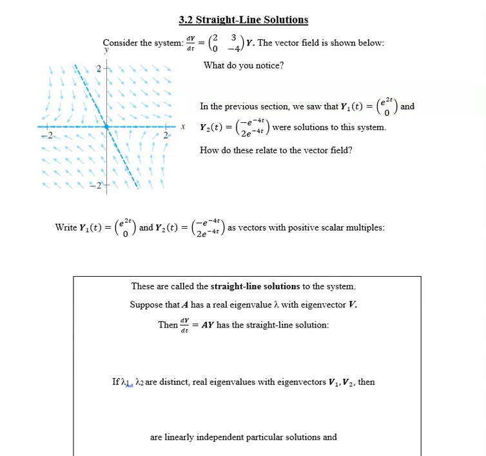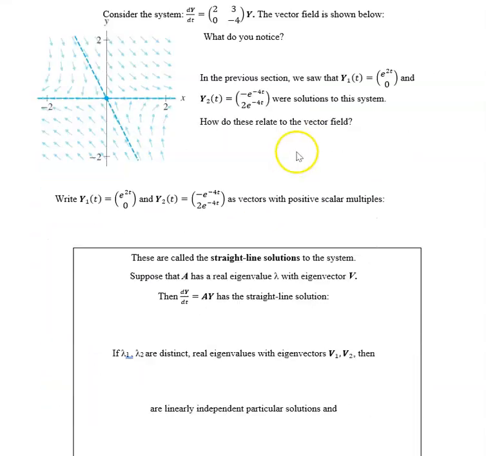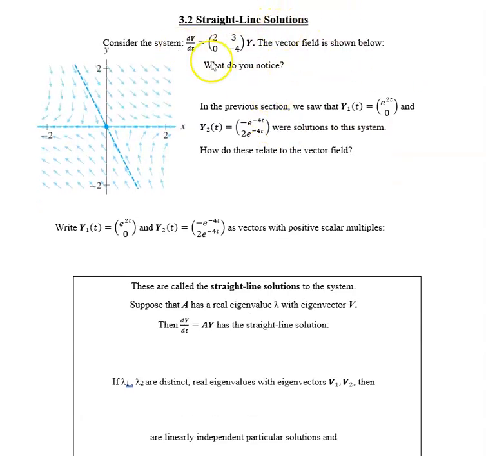Okay, so now that we have taken a look at matrix notation and what all this stuff means when we look at the system in matrix form, I want to talk about one method for solving these, which is called straight line solutions. I'm using the same example I used in the previous lesson. This was a linear system with constant coefficients.